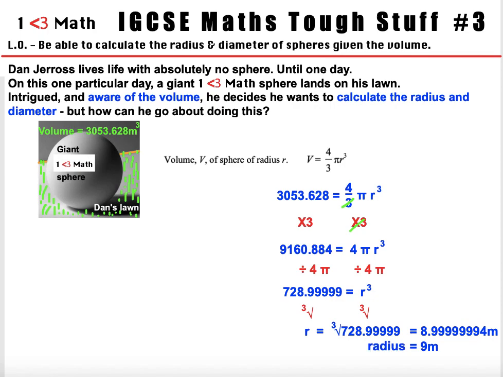So we've calculated the radius. And the next move is a simple one. The diameter is 2 times the radius. So we work out the diameter, d equals 2 times radius, 9 times 2, so the diameter is 18 meters. So that's the solution to this question.